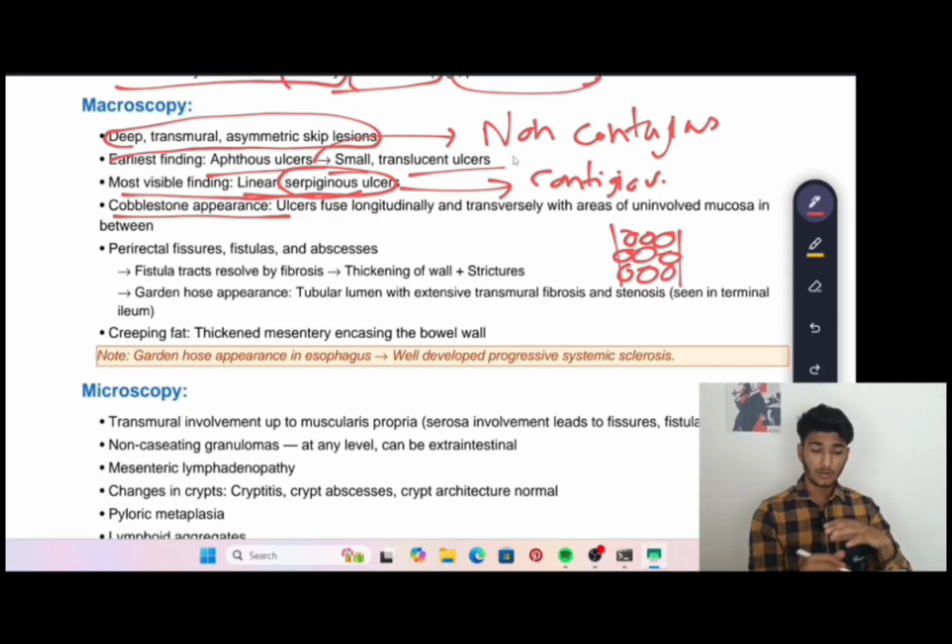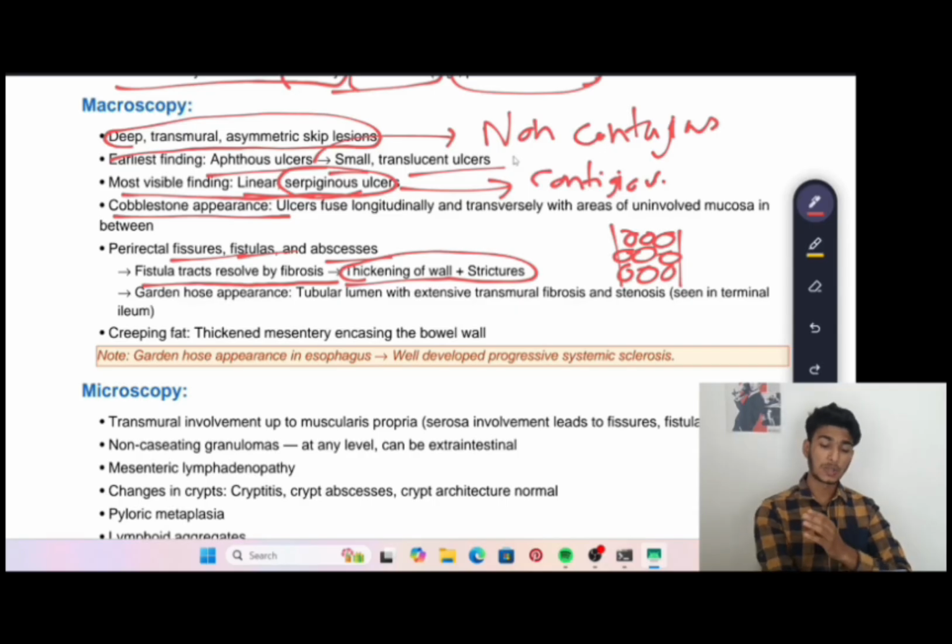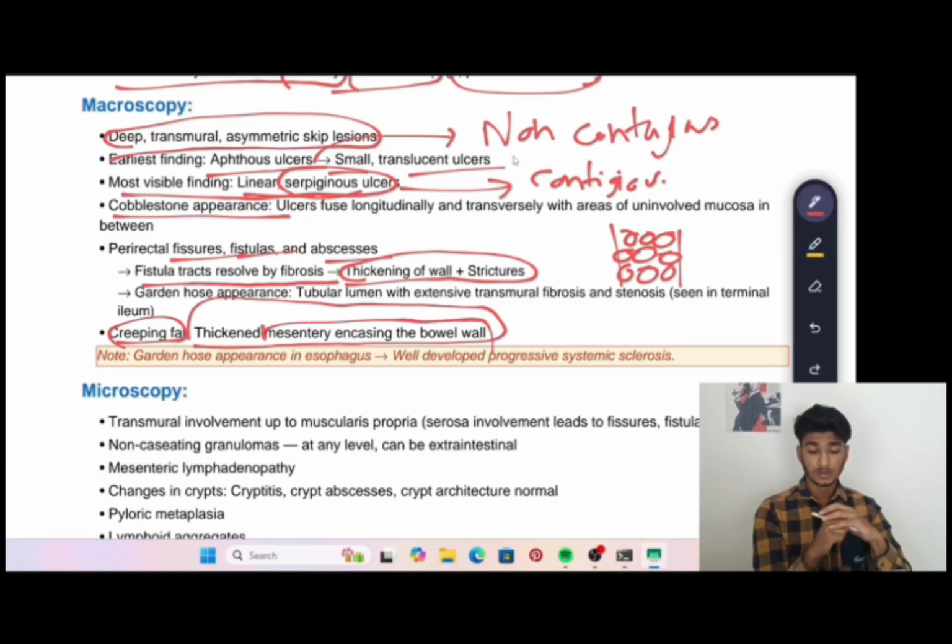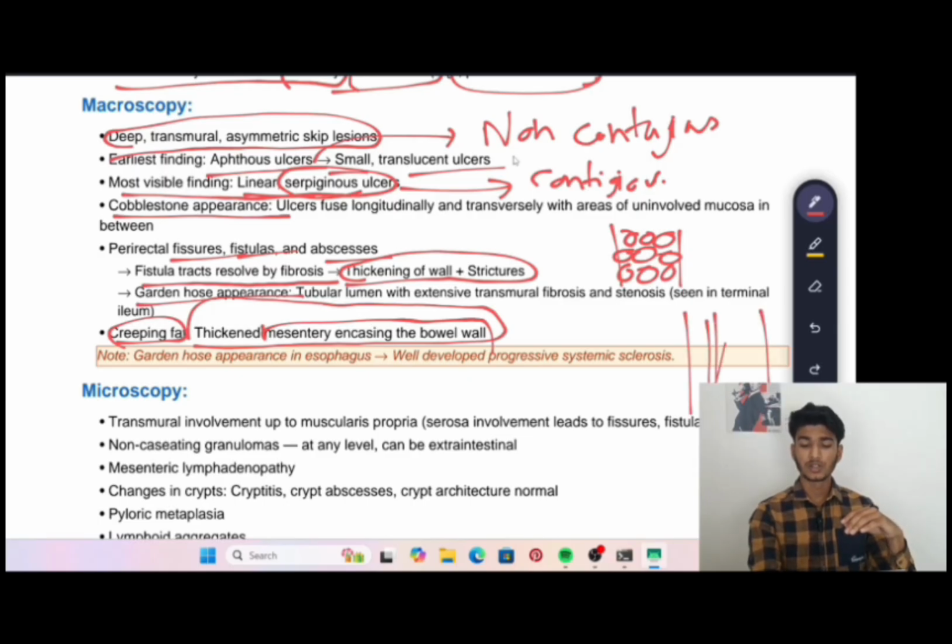Then perirectal features, fissures, fistulas, and abscess will be seen. These fistulas are followed by fibrosis, thickness of the wall, and strictures. You will see very thick walls. This thickness is due to the presence of creeping fat. This fat goes and deposits into the mesentery, enhancing the bowel wall. And garden hose appearance, basically you will see the whole hollow pipe. You won't see lesions, you won't see anything, you will just see the hollow pipe. That is the garden hose appearance there.